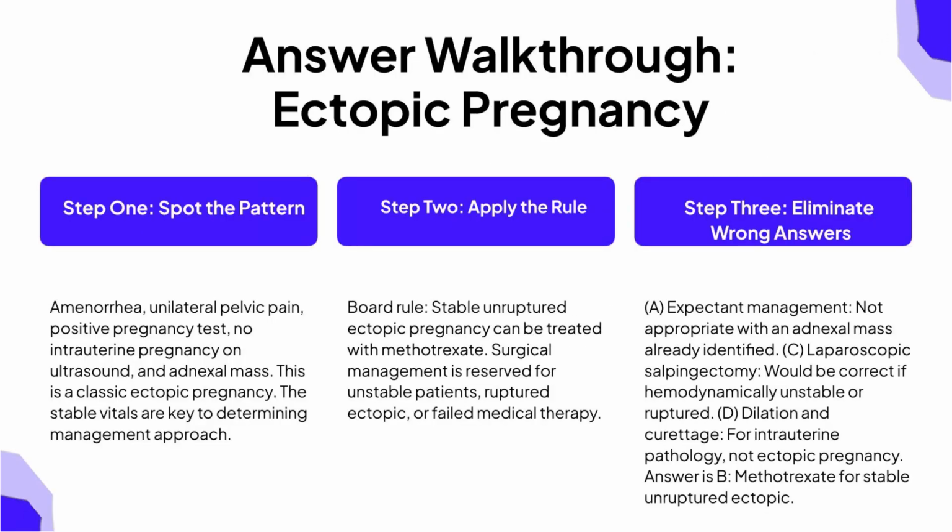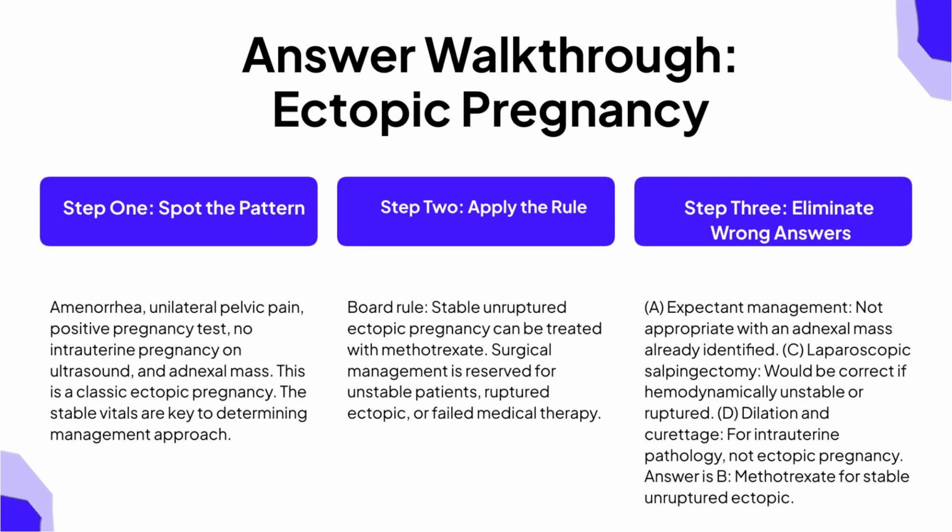Let us walk through this answer step by step. Step 1. Spot the pattern. We have amenorrhea at 7 weeks, unilateral pelvic pain, positive pregnancy test, no intrauterine pregnancy on ultrasound, and a complex adnexal mass. This is a textbook ectopic pregnancy.